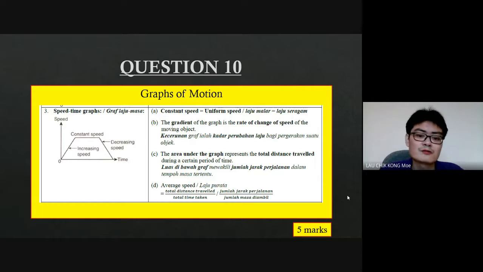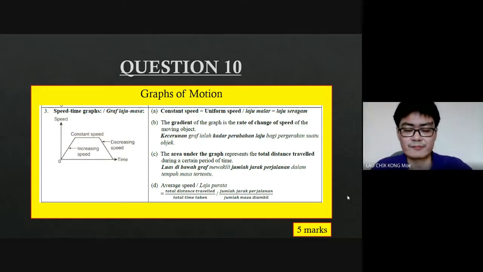And also maybe you will be asked to find the average speed: the total distance traveled divided by the total time taken. Okay, so this is the concept you need to understand here. Now it's your turn to do the presentation before I present my answer.